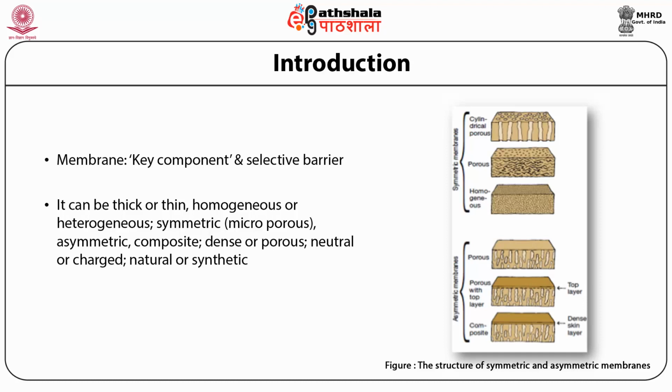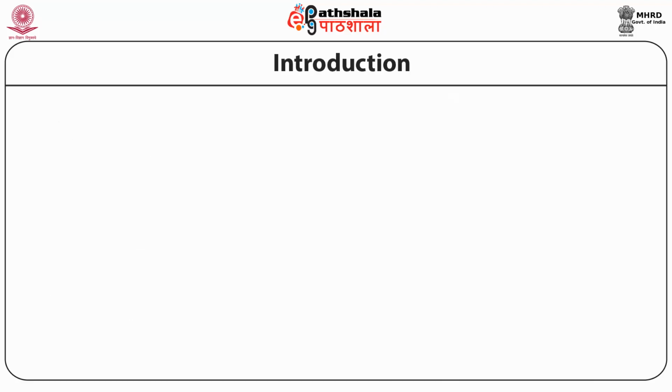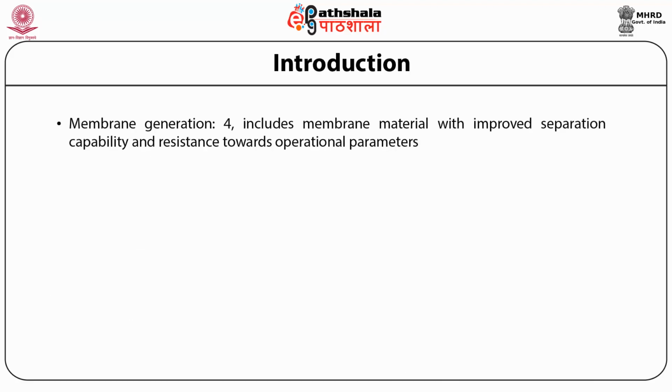It may be homogeneous or heterogeneous. Membrane may be symmetric or asymmetric or composite, dense or porous, neutral or charged, natural or synthetic. Synthetic can be inorganic and organic, and molecule transport through these membranes can be active or passive, which may be driven by the difference in temperature, pressure, and concentration. Different generations of membrane materials currently exist, which deliver improved separation capability and resistance toward operational parameters.